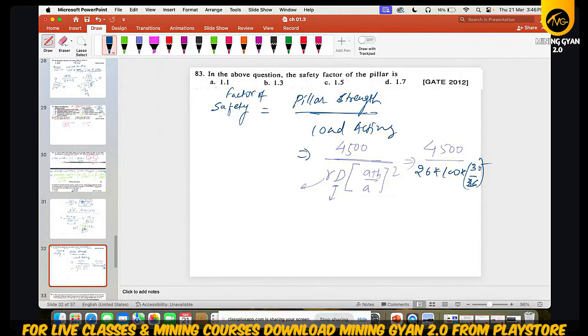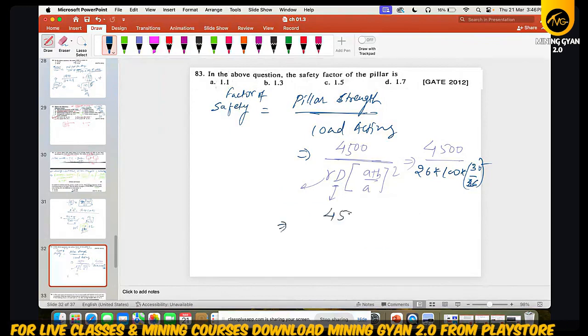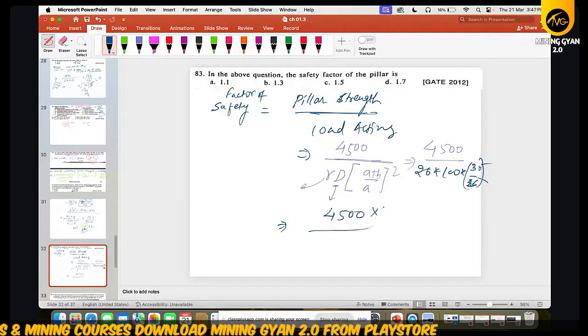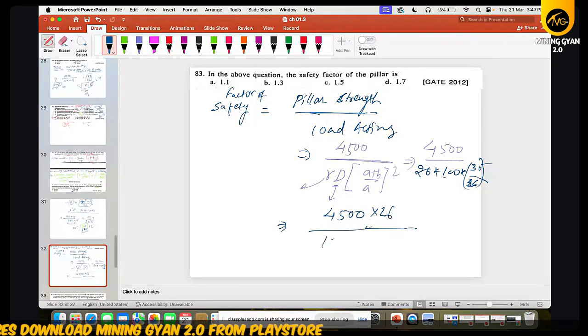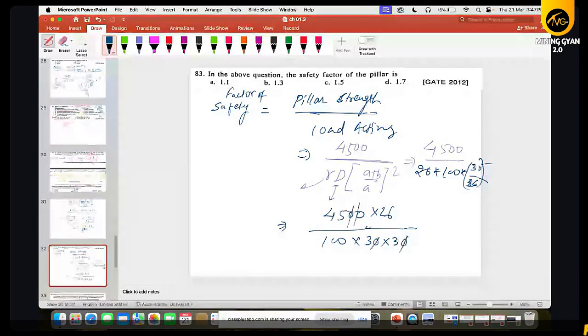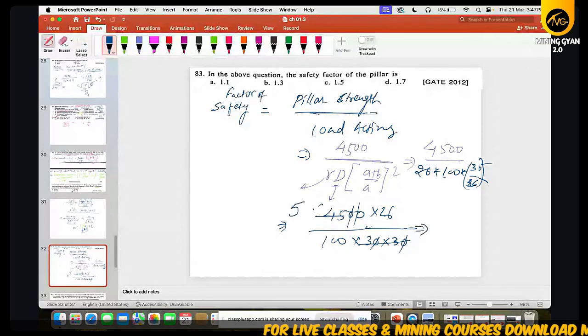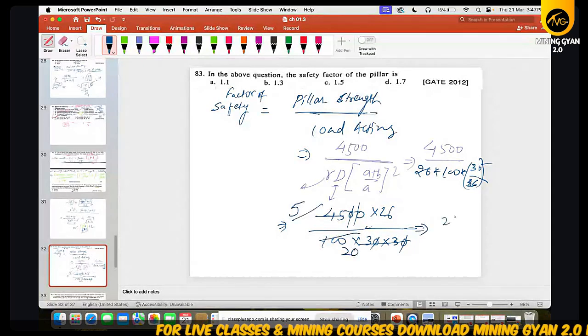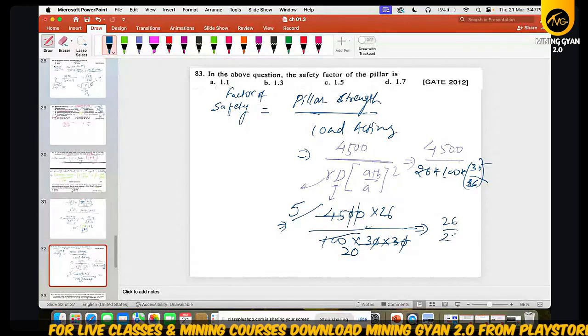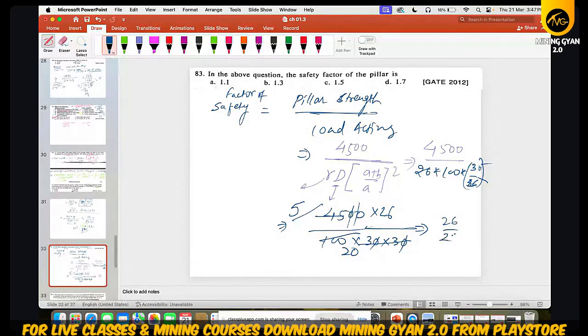So when you solve, the 4500 over square meter, the 26 comes up, and in the 100 it is 30. Okay, remove this 9; 3 times 3 is 9, divided by 5, and 5 fours are 20, 5 twos are 10, 20, 26 by 20, it is 13 by 10, so your answer will be 1.3. Okay, the factor of safety is 1.3.